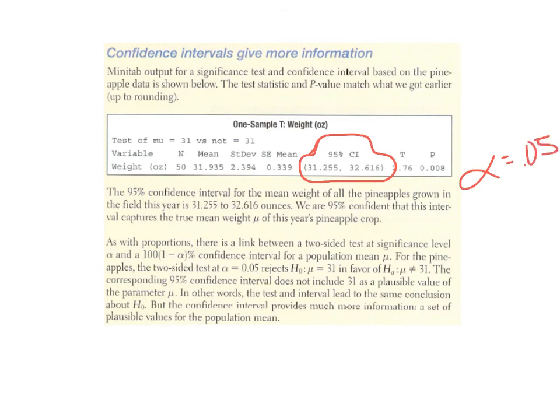I've calculated that interval, and you're 95% confident that the true mean is captured in that interval. For a two-sided test, this gives me a little more information. 31 is not included in this interval. It's really close, but 31 is not included. So it makes sense with what we got from the significance test. This narrows our focus and gives us more information as to what plausible values would be if I'm rejecting that null hypothesis of 31.